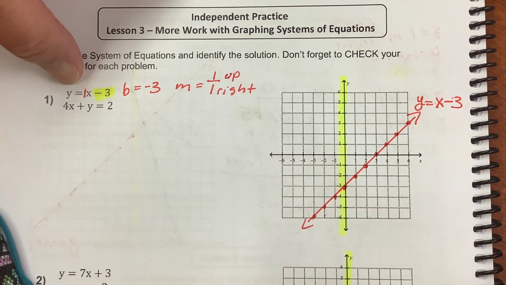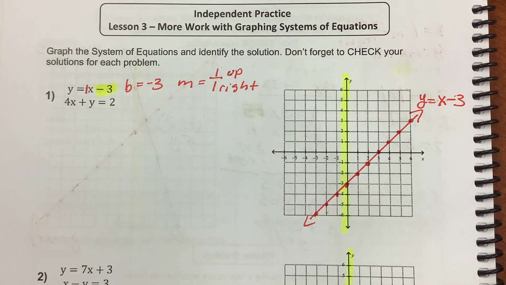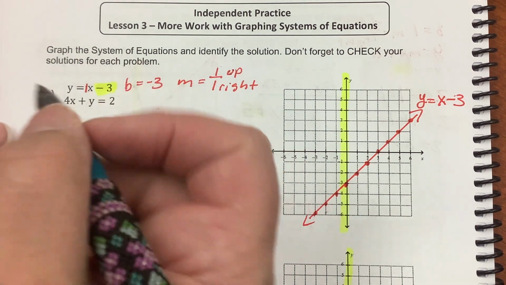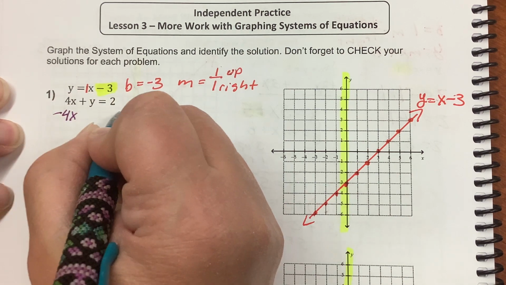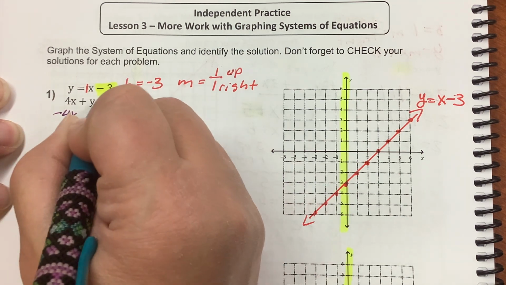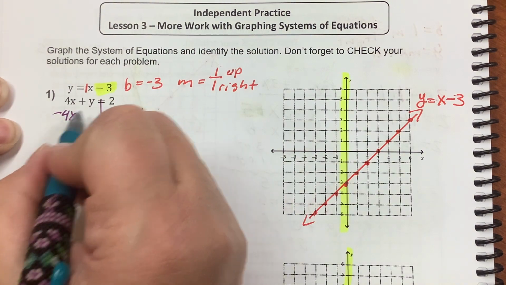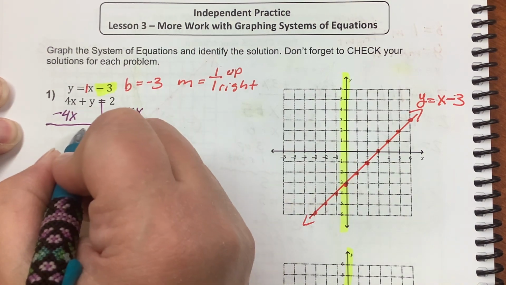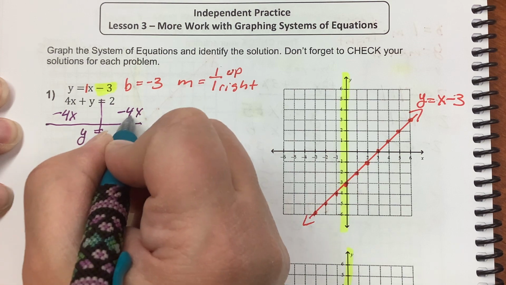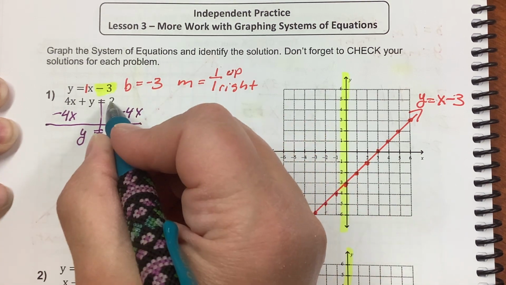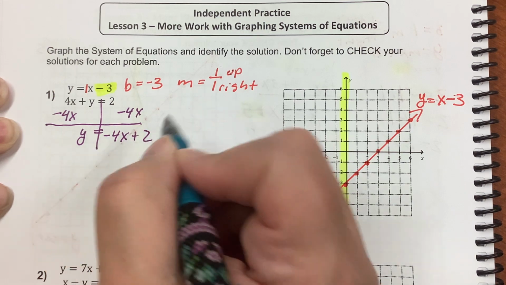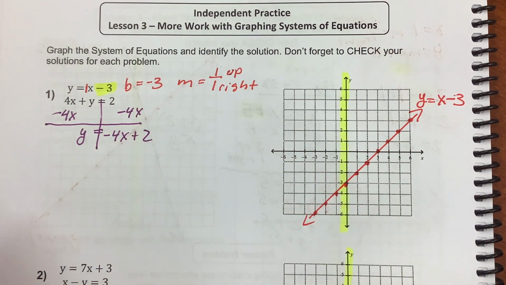So now I have to do the other. Bah humbug. Look at that. That's not y equals mx plus b form. So first things first, I am going to subtract 4x from both sides of this equal sign because I want to isolate the variable y. So I get y equals -4x plus 2. That's a positive 2. So now it's in y equals mx plus b form.